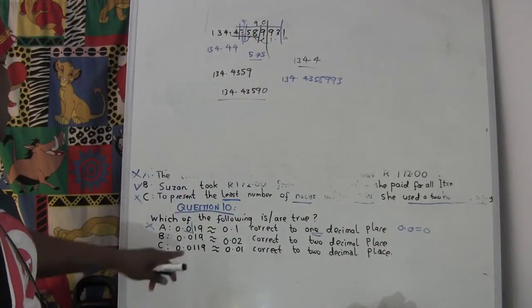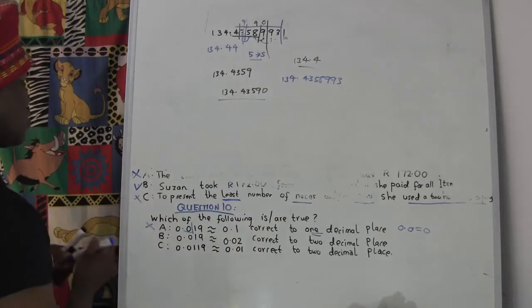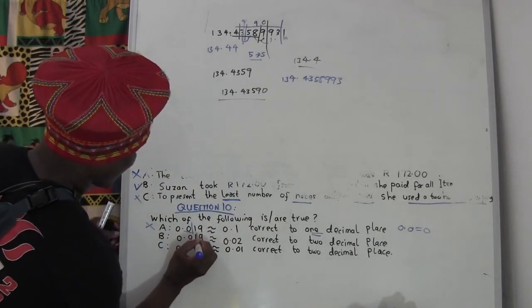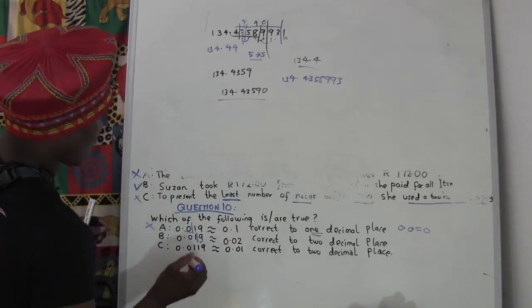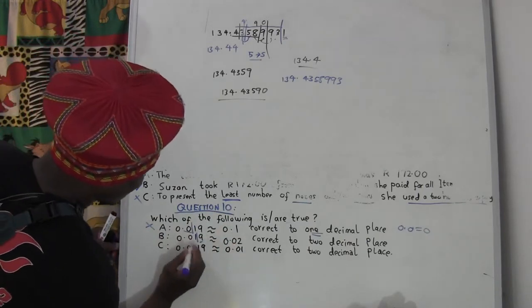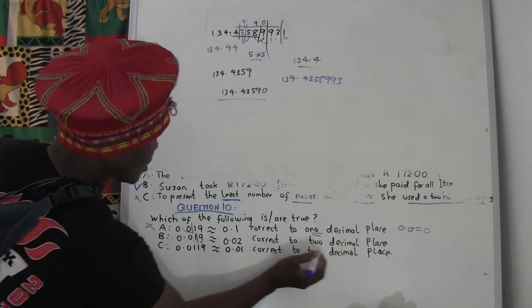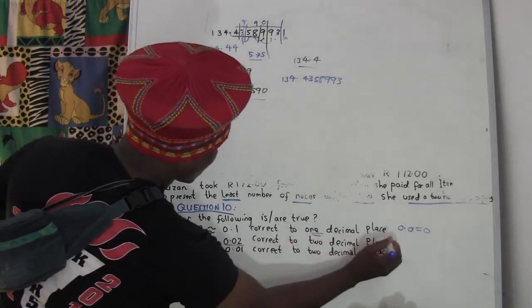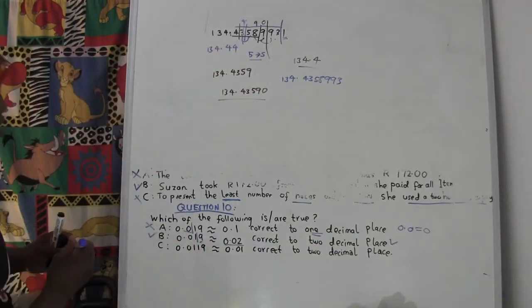Okay. Now this one says it's correct to 2 decimal places. So don't worry about the answer coming. Two decimal places means you stop here. We look: is this number 5 or more? Yes. It's going to change. This is going to become 0.02. It's true. So Option 2 is true. I'll go for the last one.